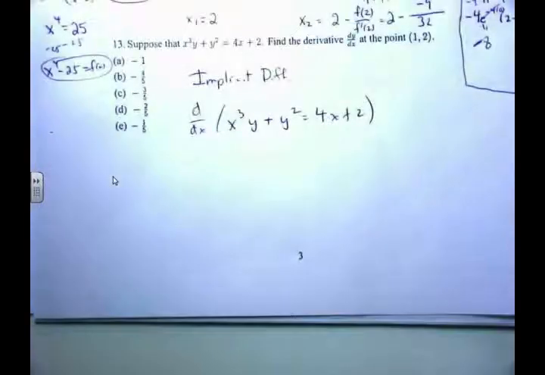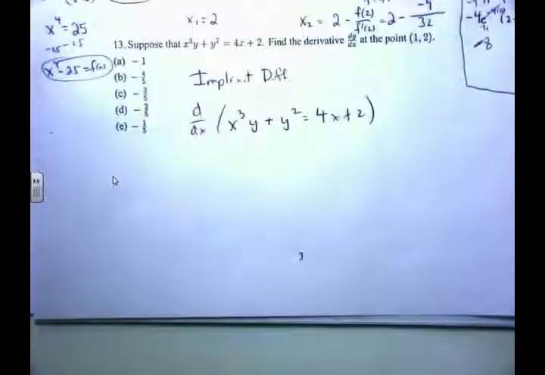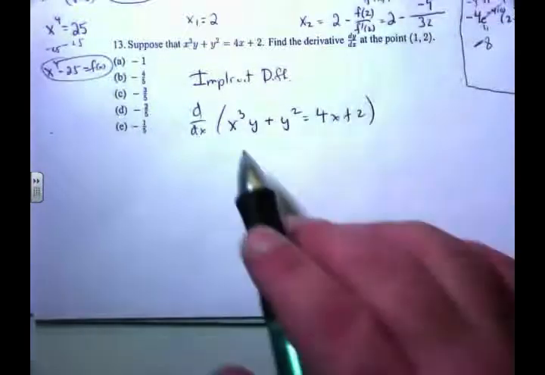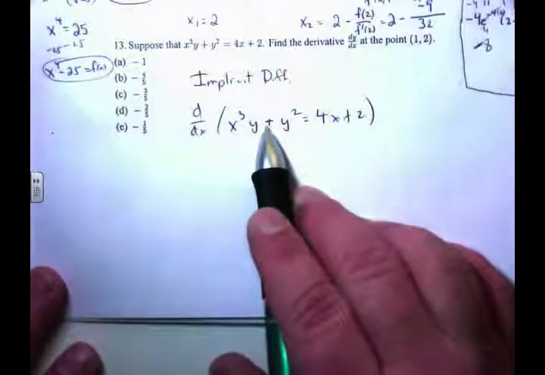I've got x cubed times y plus y squared equals 4x plus 2. You jump in with both feet and take the derivative with respect to x. But you have to remember that every time you take the derivative of y, tack on that dy/dx, and look at the world as products and quotients, to use the product rule and quotient rule. So, first thing I see is x cubed times y.